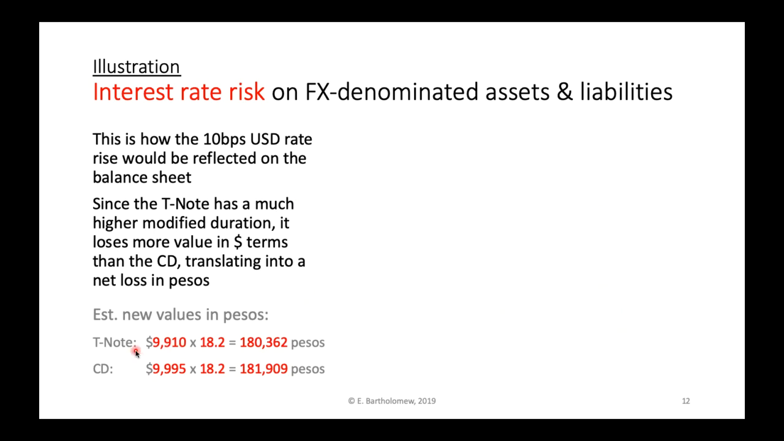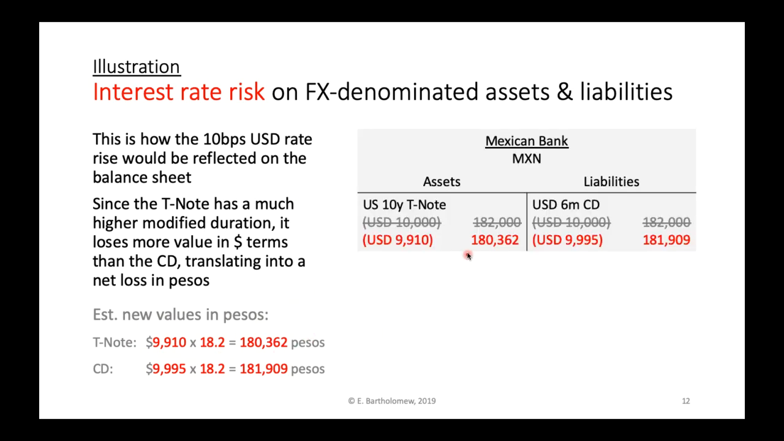So remember from the previous slide that the dollar value of the T-note had dropped to 99.10 and the dollar value of the CD had only dropped to 99.95. So if we multiply those dollar values by the exchange rate, we will get peso values. And if we reflect that on our balance sheet, we will see it went from being the same to being different. And so the 182,000 dropped to this number, and on this side it dropped to this number.